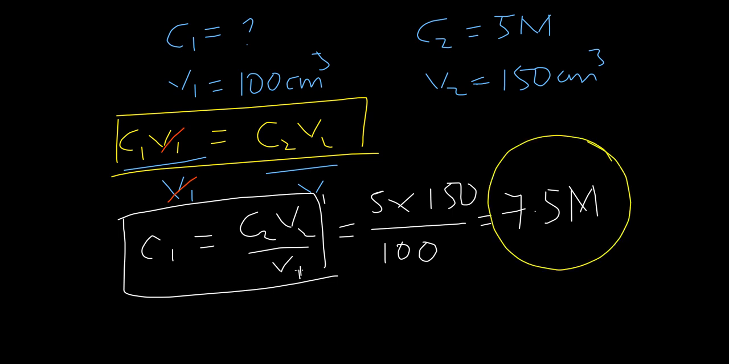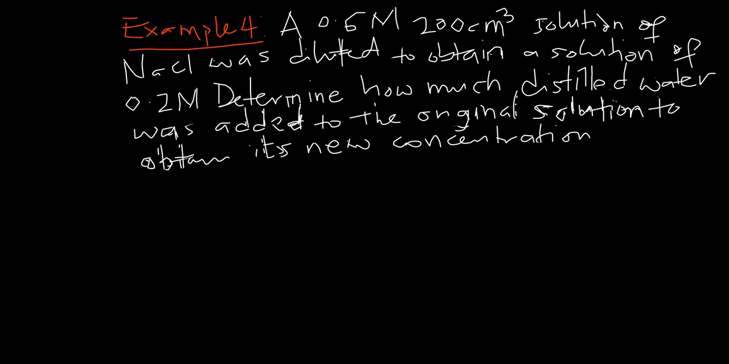So the initial concentration of the solution before it was diluted is 7.5 molar. Now look at the final example, then we'll bring the episode to an end. In this example, we are told that 0.6 molar of this volume solution of NaCl was diluted to obtain a solution of 0.2 molar. Determine how much distilled water was added to the original solution to obtain its new concentration.